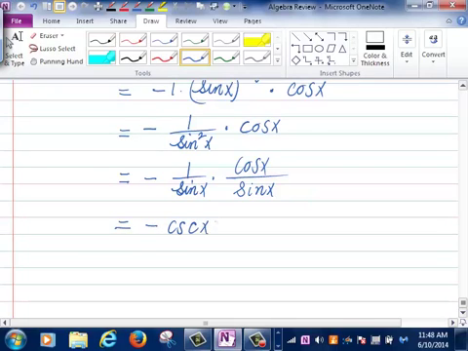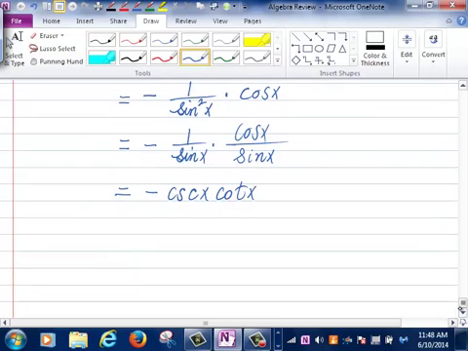Cosecant x. And what is cosine over sine? Cotangent of x. Is everybody okay? So what formula did I get then for the derivative of cosecant? The derivative of cosecant x is negative cosecant x cotangent x.